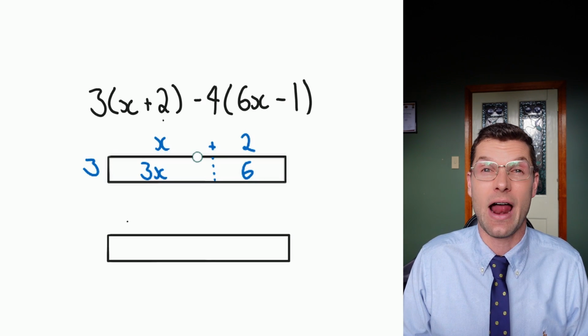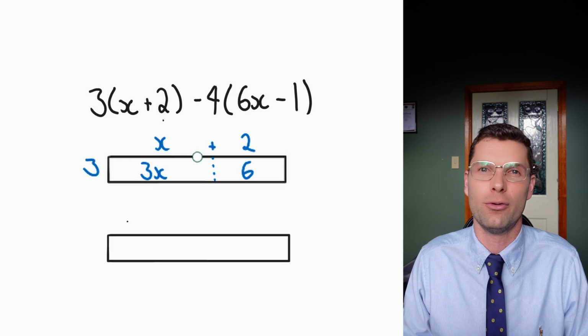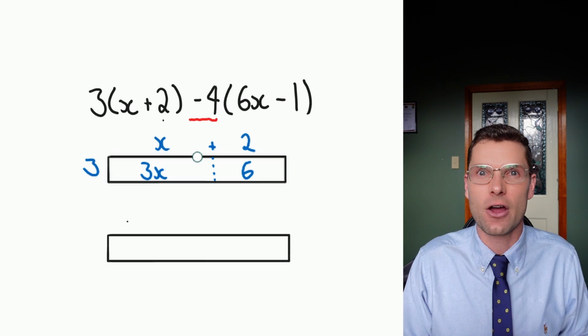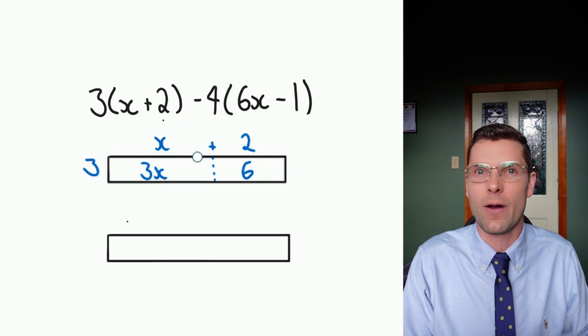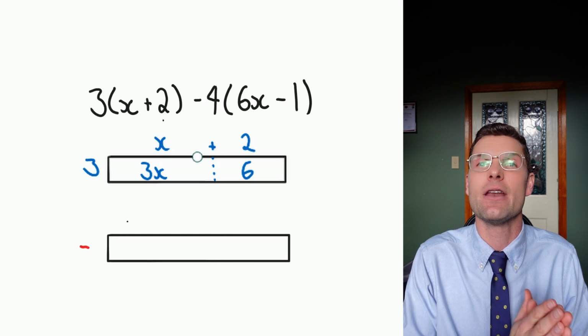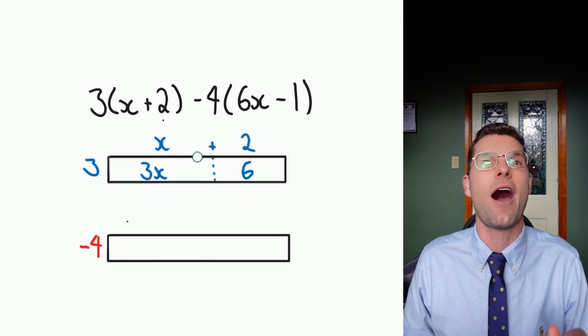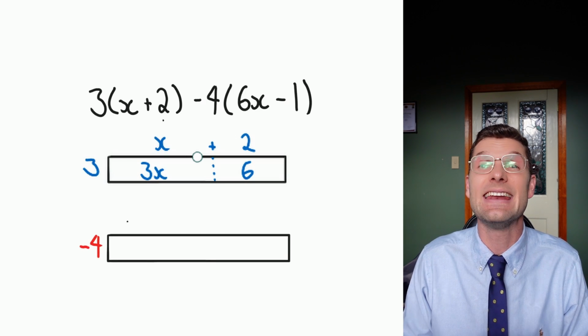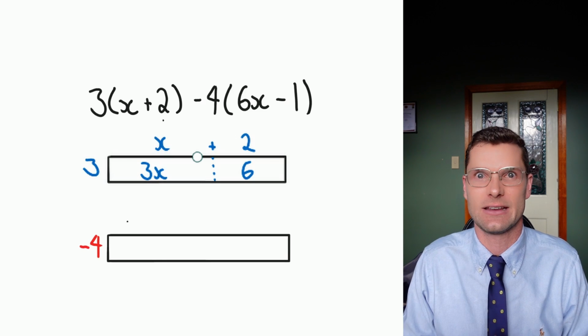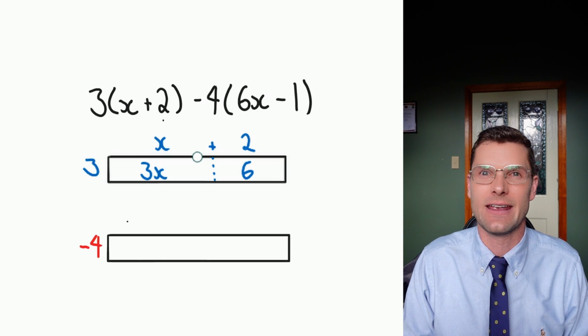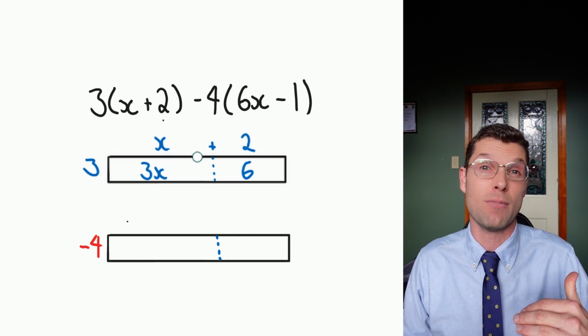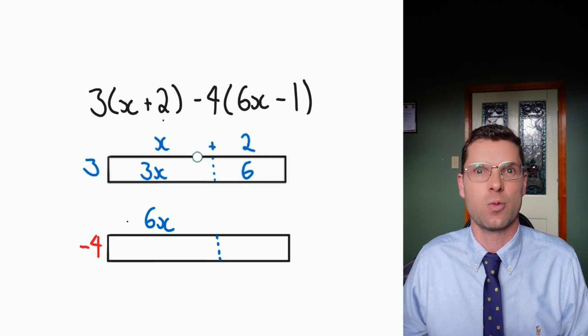The second one is a little bit harder. We've got negative 4 bracket 6x minus 1. Because I've got negative 4, I'm going to write that at the front of one of my rectangles, making sure that I've got negative 4. Not just 4, I've got negative 4. That negative is going to be taken throughout my expansion, and it's really easy to forget that. So that negative 4 is multiplied by 6x minus 1.